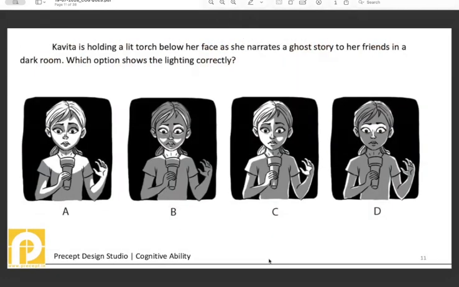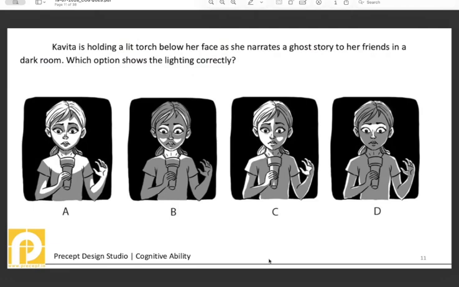Kavita is holding a lit torch below her face as she narrates a ghost story to her friends in a dark room. Which option shows the correct lighting position? Which option shows the lighting correctly? In this case, if she is holding the torch below her face and the torch is lit, the contouring of the face will be seen correctly.